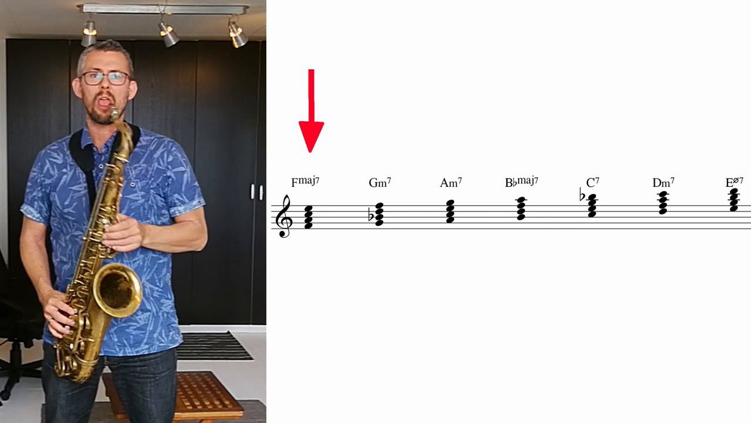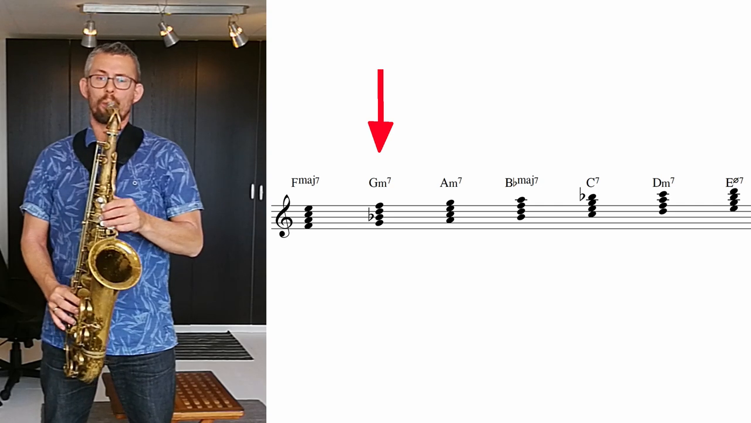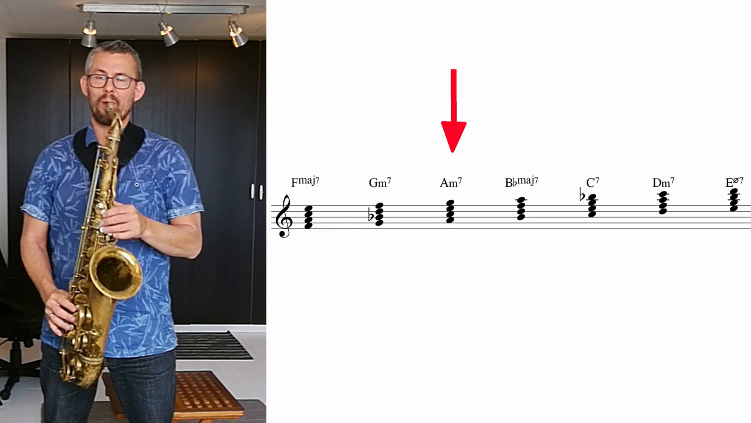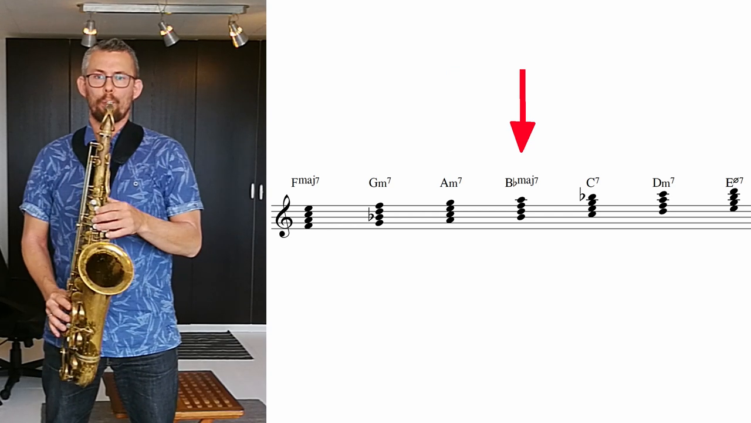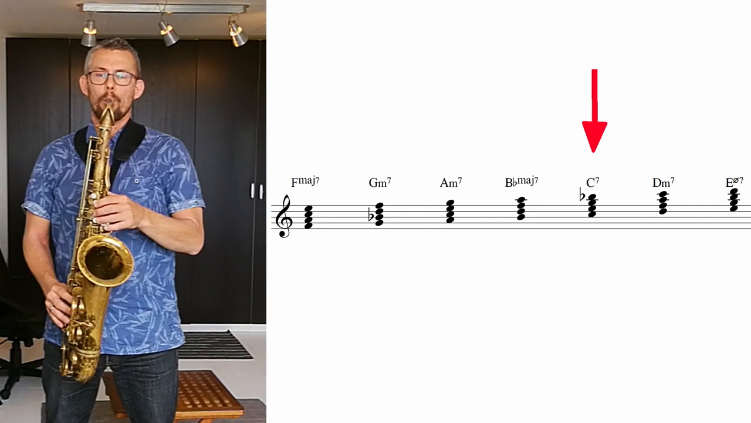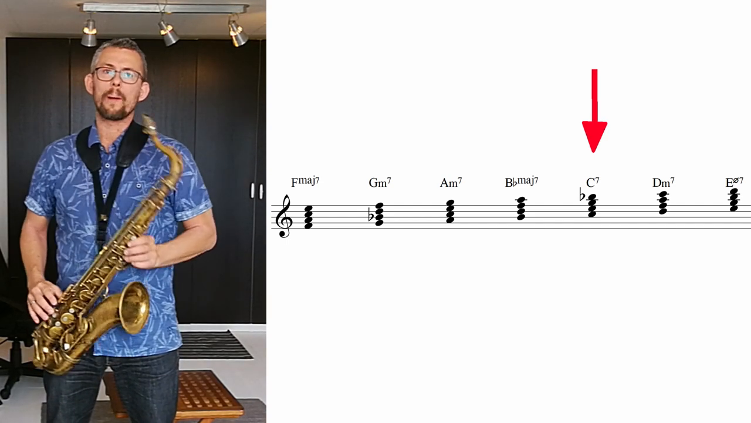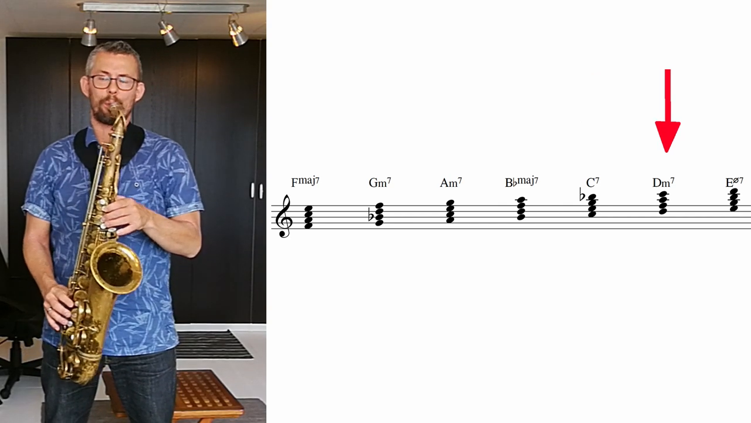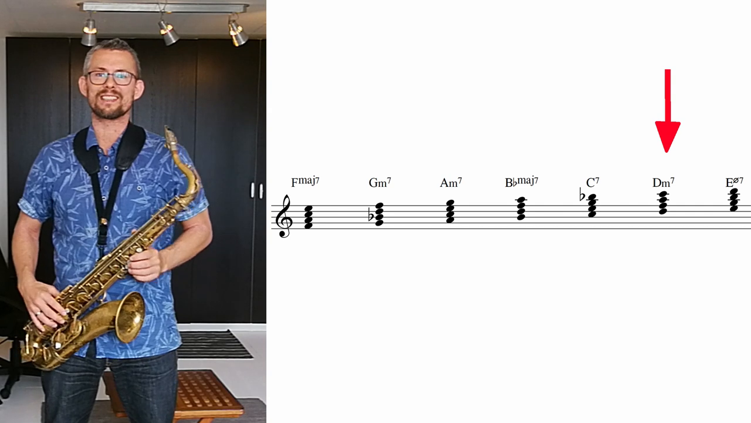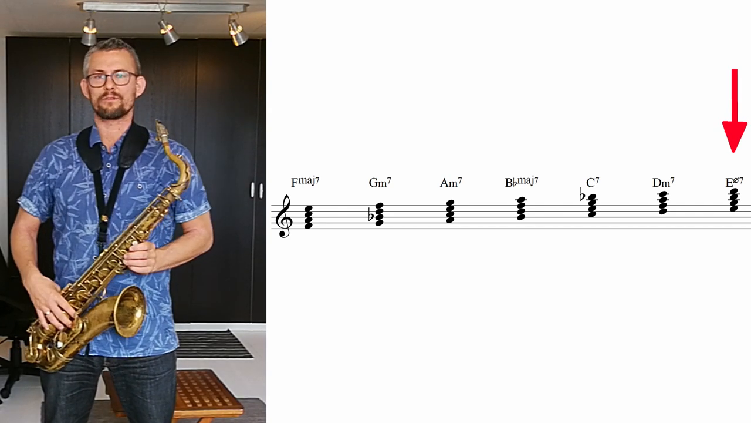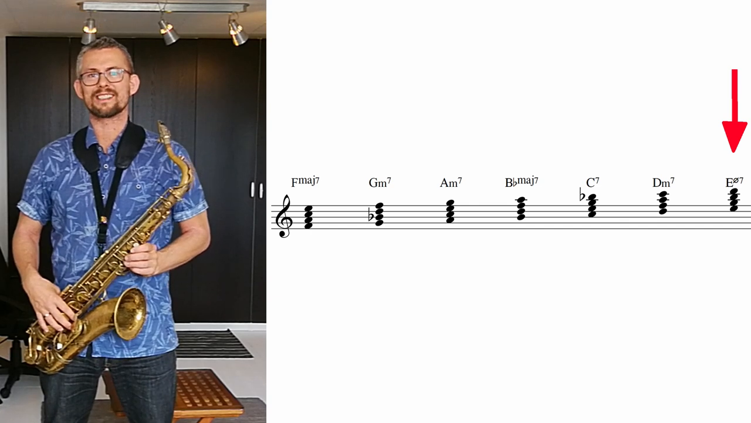F major 7. On the second step, G minor 7. A minor on the third, B flat major on the fourth, C7 on the fifth, D minor 7 on the 6th. E half diminished 7 on the 7th.